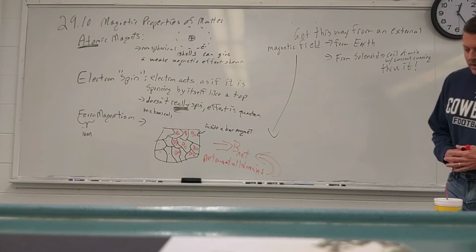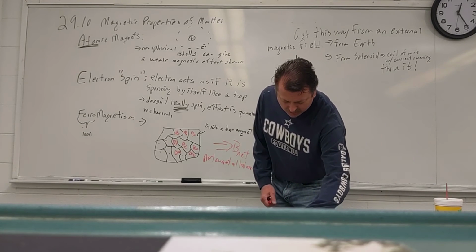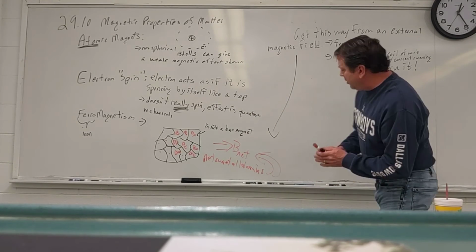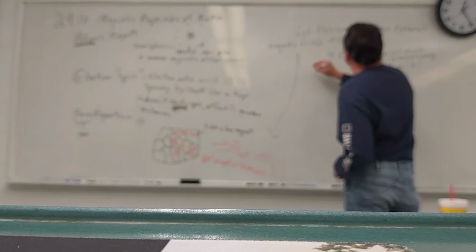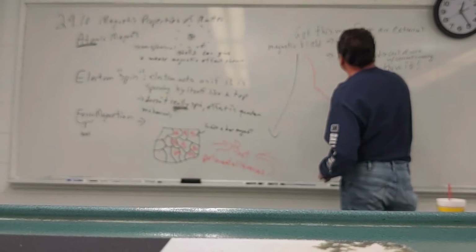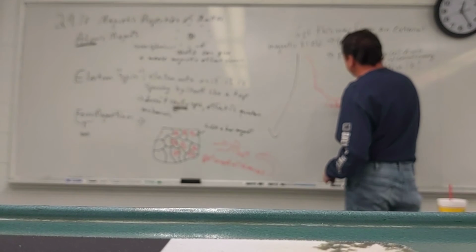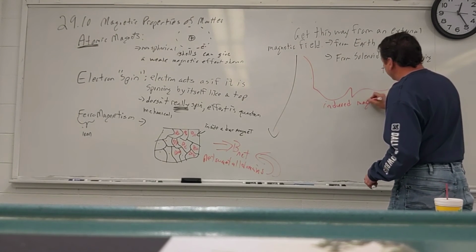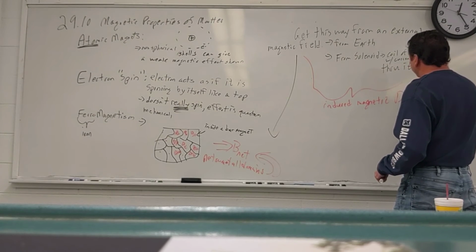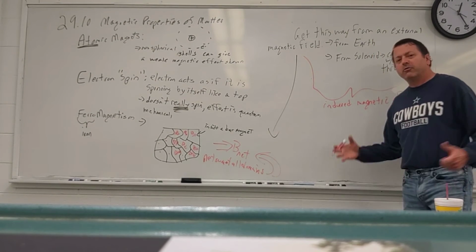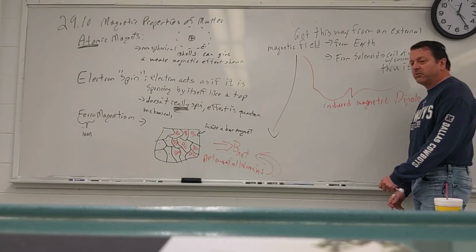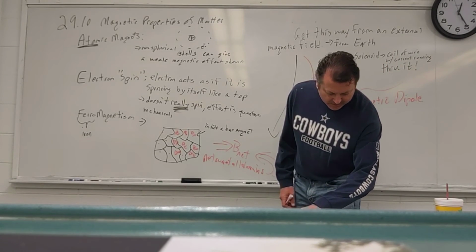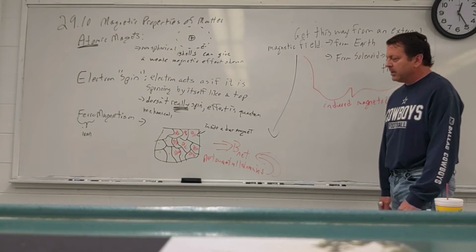So they get this way, and if you look in your book, I think I've pretty much finished most of that work. One thing I want to say is that this is known as an induced magnetic dipole. It's an induced effect from an external field. It comes from an external field causing it to happen. Okay? That's an induced effect.